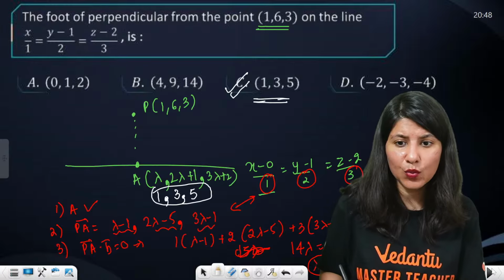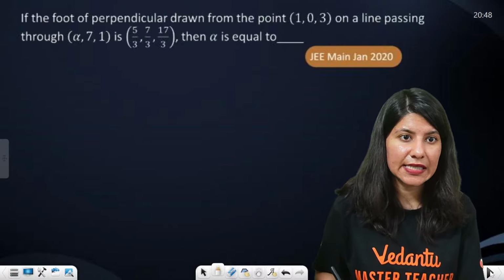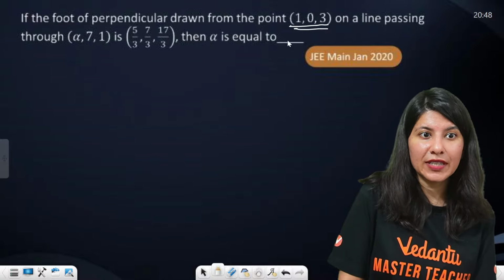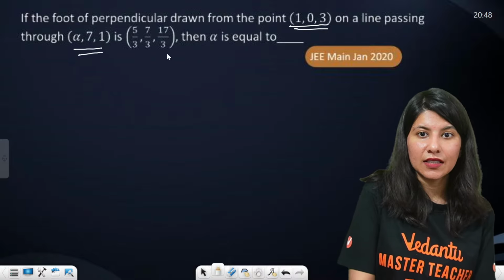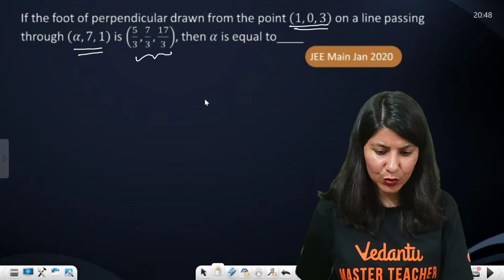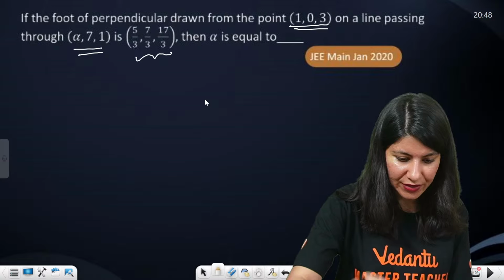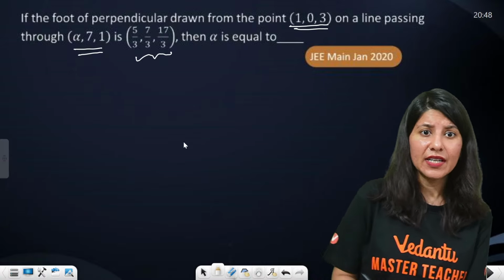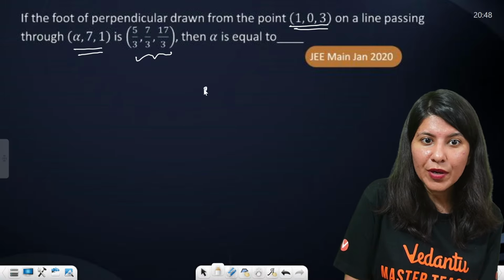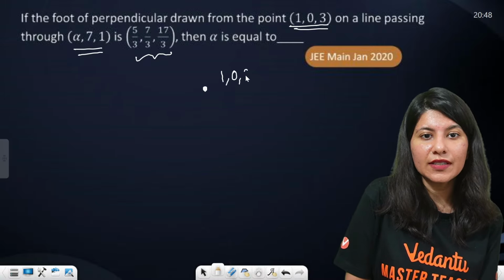Alright, shall I give you one homework question on this? Okay. The foot of perpendicular drawn from this point on a line passing through this is this. I guess this question I will have to do it. Okay, so let us draw this. If the foot of perpendicular drawn from the point (1, 0, 3), so this is the point.